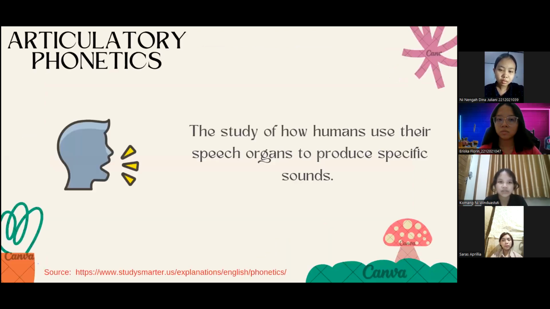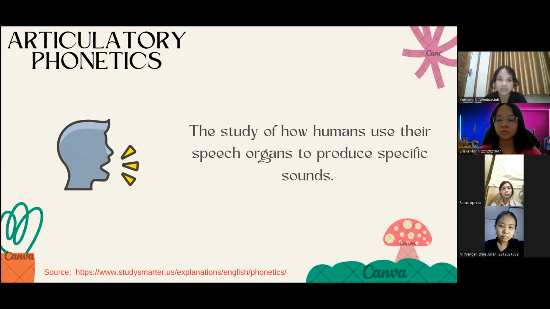Okay, let's move again to phonetics. As I explained before, phonetics is divided into three categories. The first one is articulatory phonetics. Articulatory phonetics is the study of how humans use their speech organs to produce specific sounds. It is concerned with the way sounds are created and also explains how we move our speech organs to produce certain sounds. Generally speaking, articulatory phonetics also looks at how aerodynamic energy is transmitted into acoustic energy.